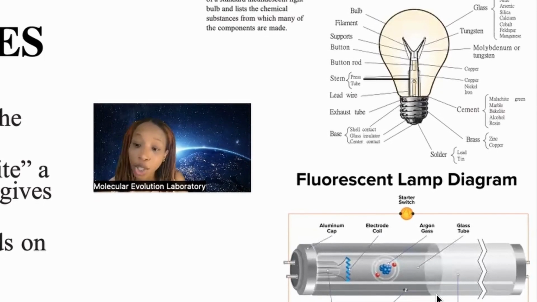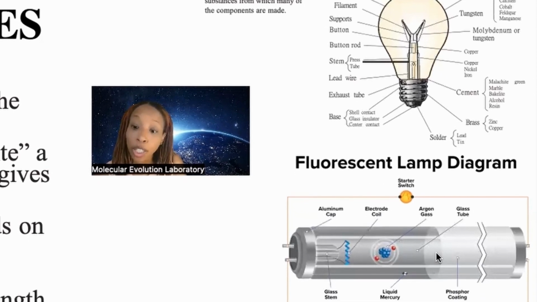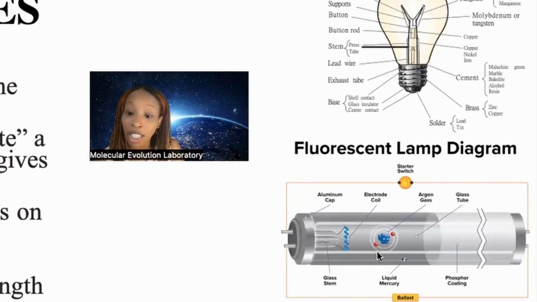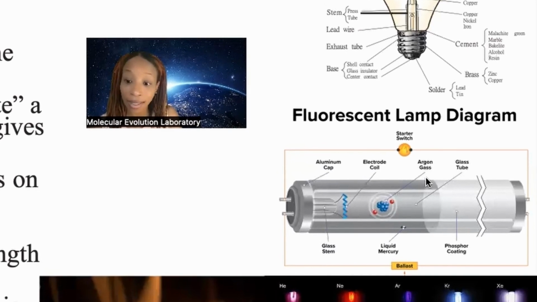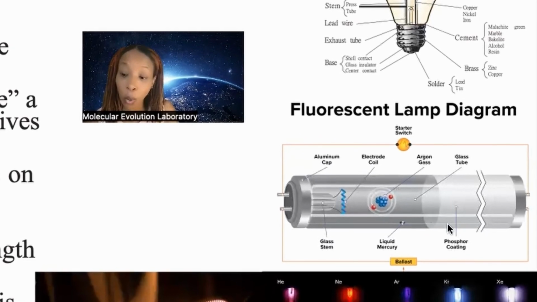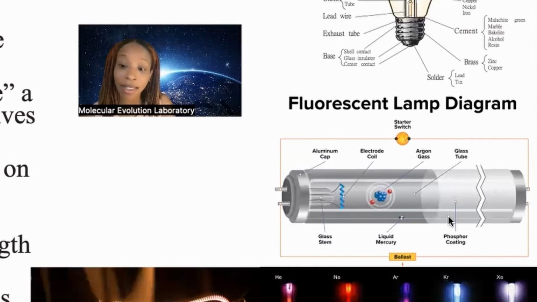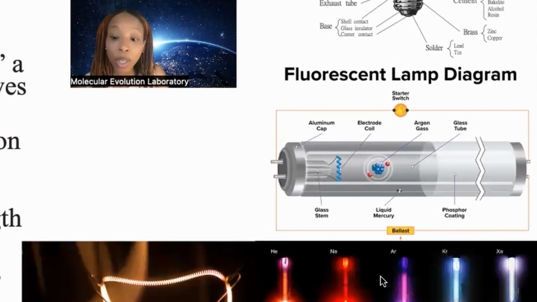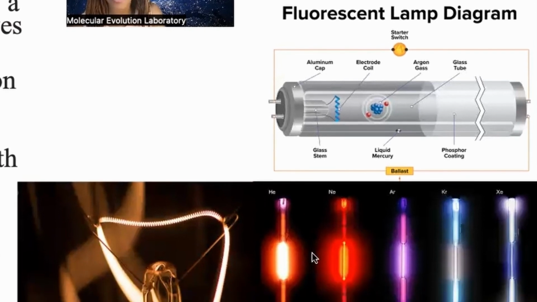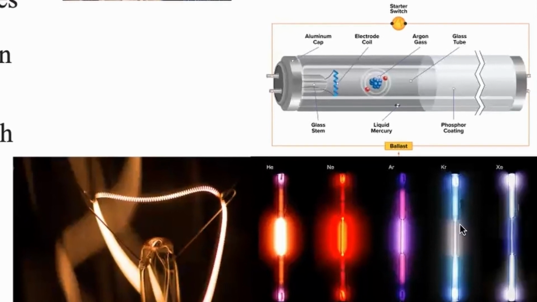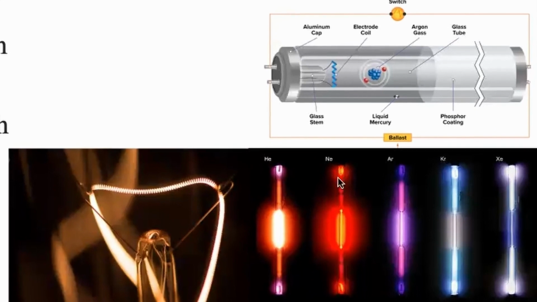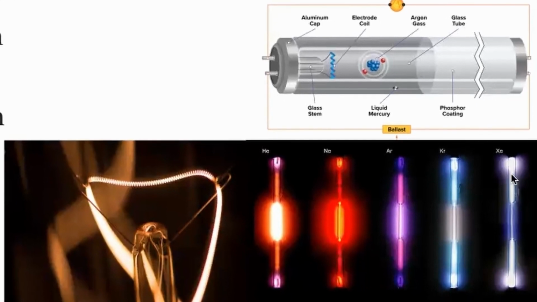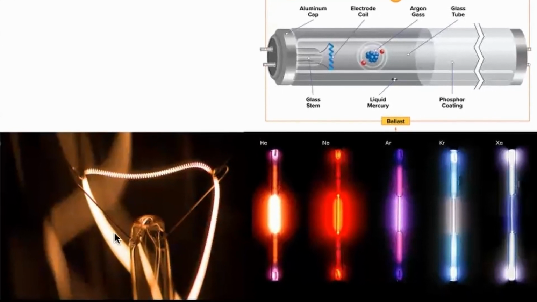This basically shows the fluorescent lamp, which also uses elements such as mercury, argon gas, as well as phosphor coating, and you'll eventually see that this phosphor coating will help to produce light. And here we show the importance of other gases as well in the production of light, such as helium, neon, argon, krypton, xenon. And this picture shows the filament of the incandescent light.